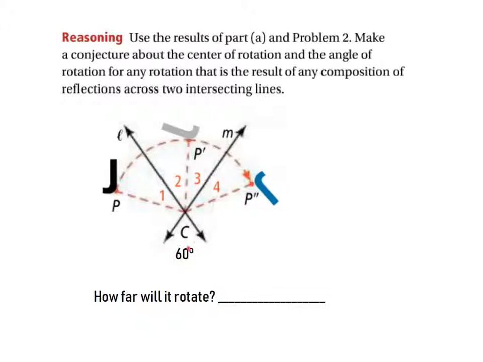Well, if this is 60 right here, vertical angles are congruent, this is 60. 2 and 3 add up to 60. But remember that this is the same as this, and this is the same as this. So 1 and 4 would add up to another 60. It's always going to be double. So if that angle that it's working through is a 60, then it's going to end up rotating 120 degrees. It will always be double of that angle.